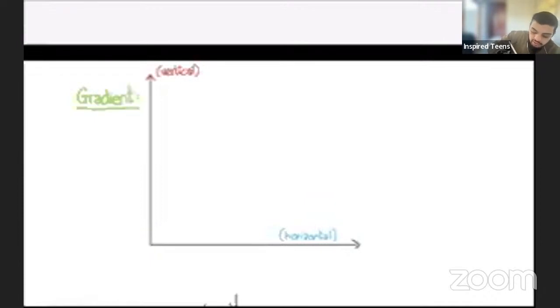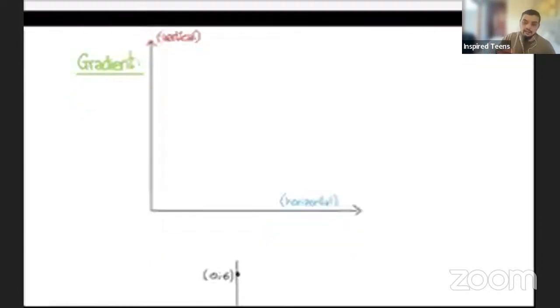Okay, the gradient of straight lines. Firstly, the gradient of a horizontal line, you should note, is always equal to 0. This is because it's a flat line, right? There's no incline. If you had to put a car here, it's not moving anyway. It has 0 gradient.